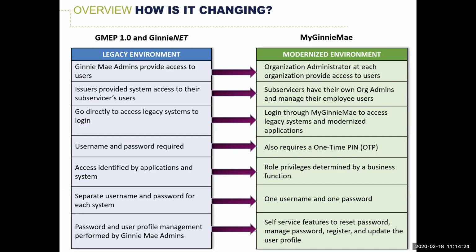In the legacy systems, you only needed a username and password to get in, but in My Ginnie Mae, you will also require a one-time PIN, which we talked about briefly. And then in our legacy systems, access was identified by the applications. And as I mentioned a minute ago, now roles are determined by your business function. And it is very important that you understand, as an organization administrator, you are responsible for making sure that your users have the appropriate access and no more than they need in our systems, just as a security measure.